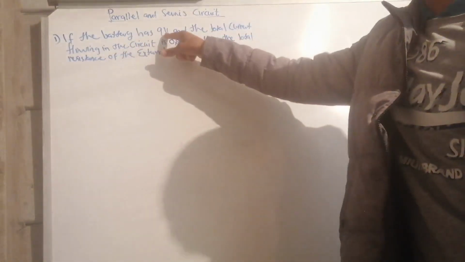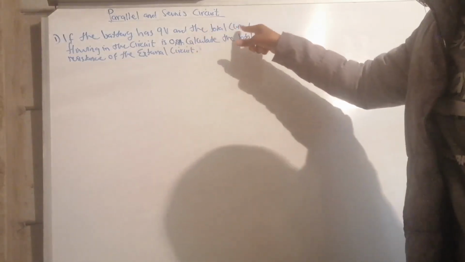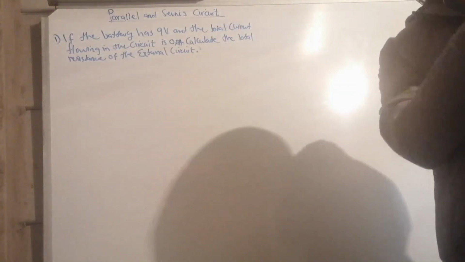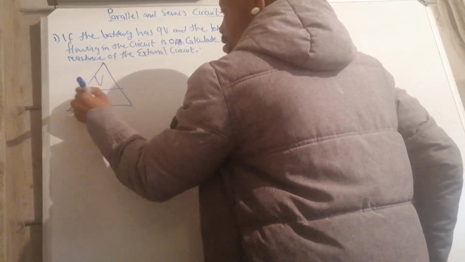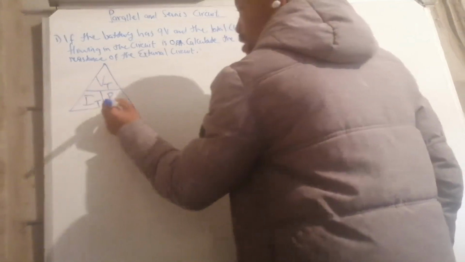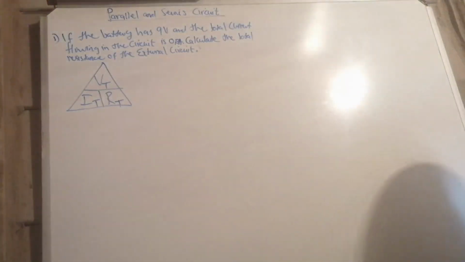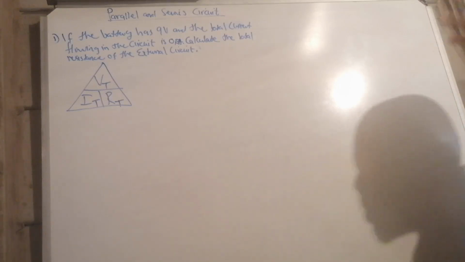If the battery has 9 volts, this is the total voltage. The total current, because we are using Ohm's law. Ohm's law, V equals I R, deals with total voltage, total current, and total resistance. But these things will become clearer in grade 12 when we deal with grade 12 electrical circuits.